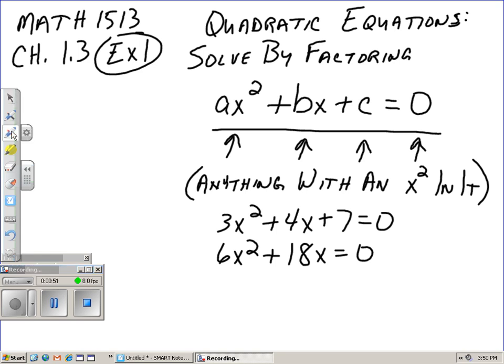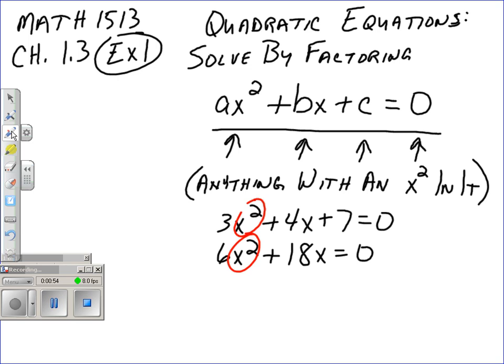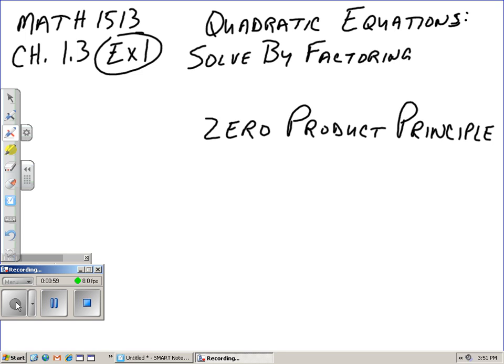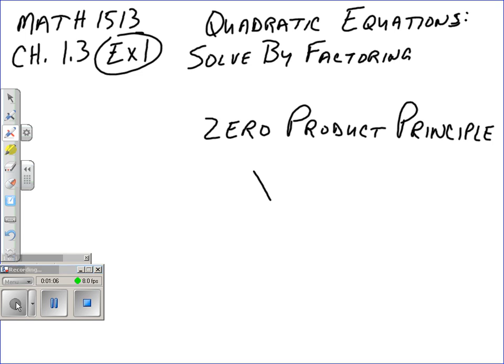Usually what I look for in quadratics is the presence of an x squared. If you see an x squared, you're dealing with a quadratic equation. Now, before we can solve by factoring, we have to understand what the book calls the zero product principle. And what that is simply is, if I tell you that two numbers, I'm just calling them x and y, I'm not going to tell you what they are, but I will tell you that if I multiply them, I get 0. Well, if you think about that, what do you know?